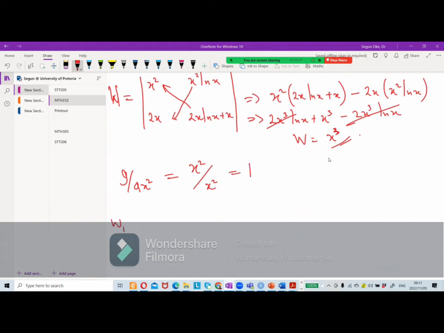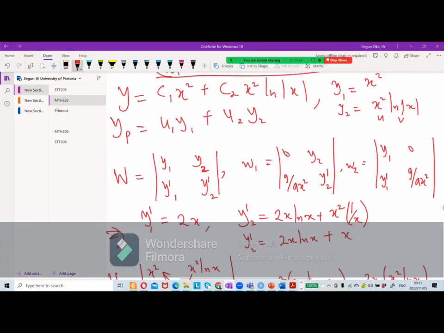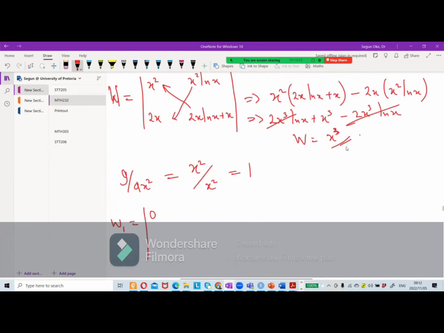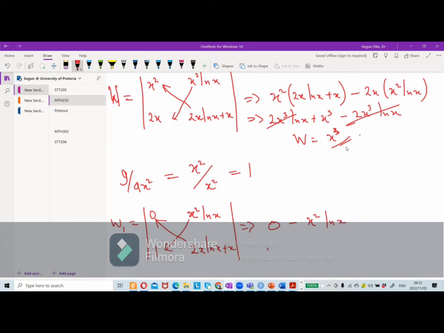So we can now do the omega 1 or W1. The formula of W1 is, well, W1 is what? 0, y2. 0. What is your y2? x squared ln x. Then what is g over a x squared? 1. Then what is y2 prime? 2x ln x plus x. So when you find out that this, you have to do this. That's 0 minus x squared ln x. So our W1 is minus x squared ln x.